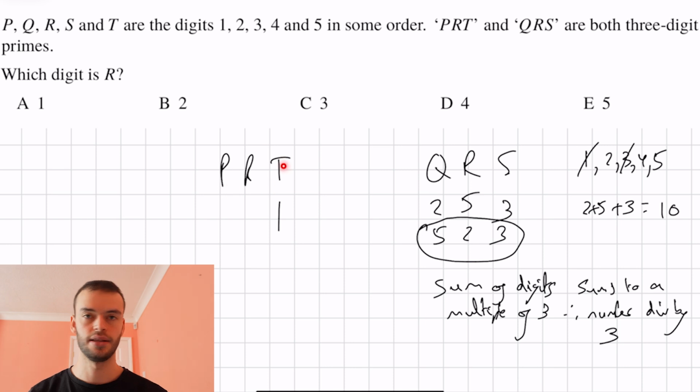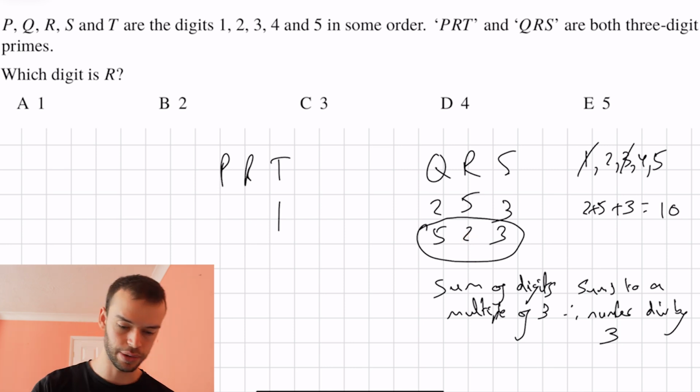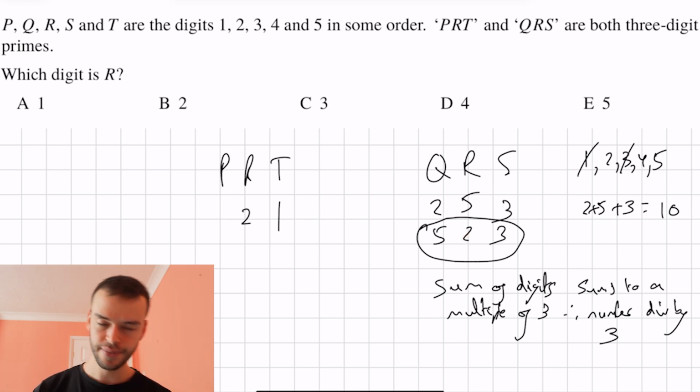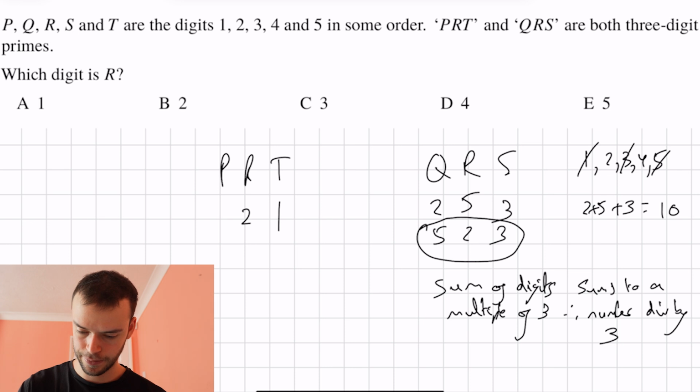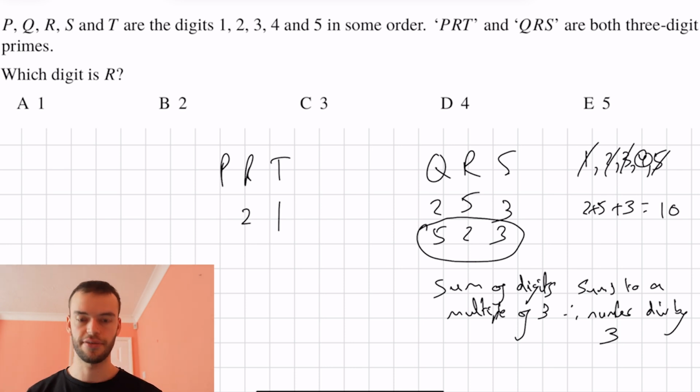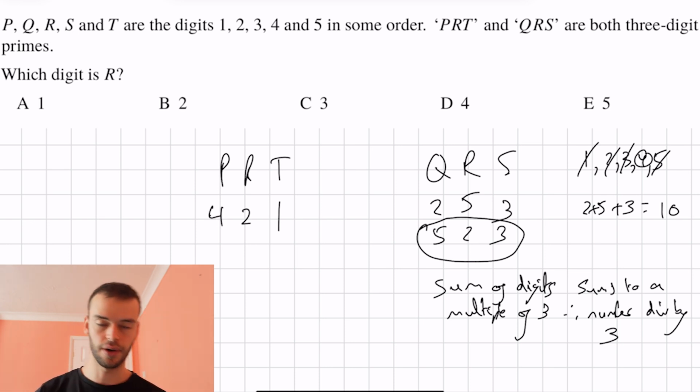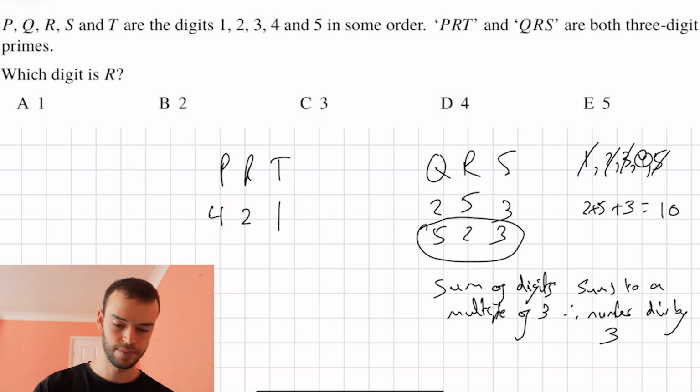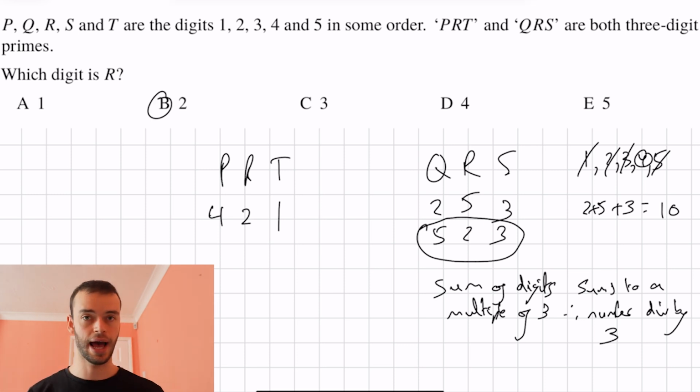Now we just need to find the prime number PRT. Well, it uses R again here, and R is 2, so we can just put that one in. And then what number are we missing? Well, we've used 1, 5, 2, and 3. Therefore, we just have 4 left missing, and that's going to be our number here. But in fact, we don't even have to go any further because we just need to find the digit that R is. And R is 2. So that is our final answer, and we're done with the question.